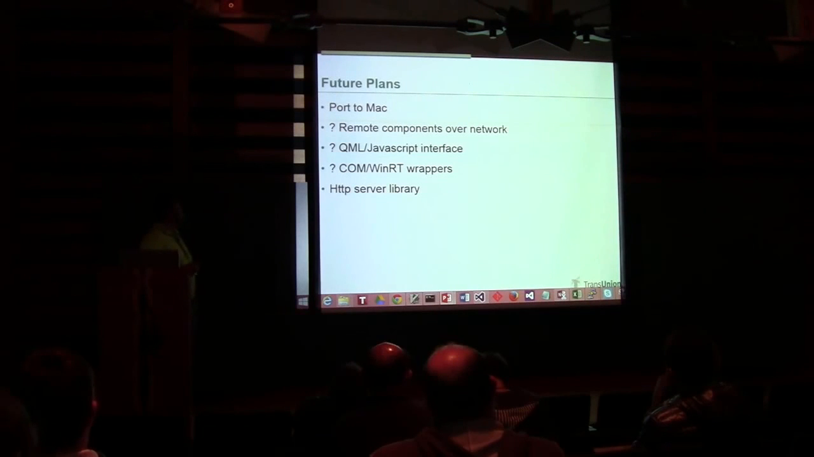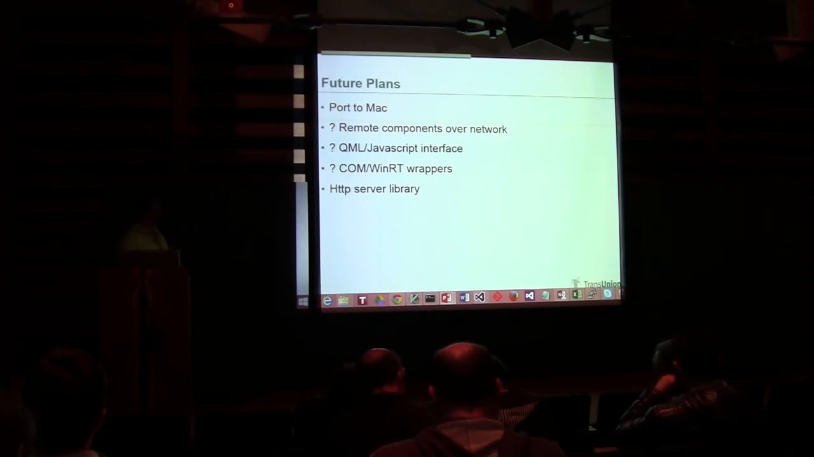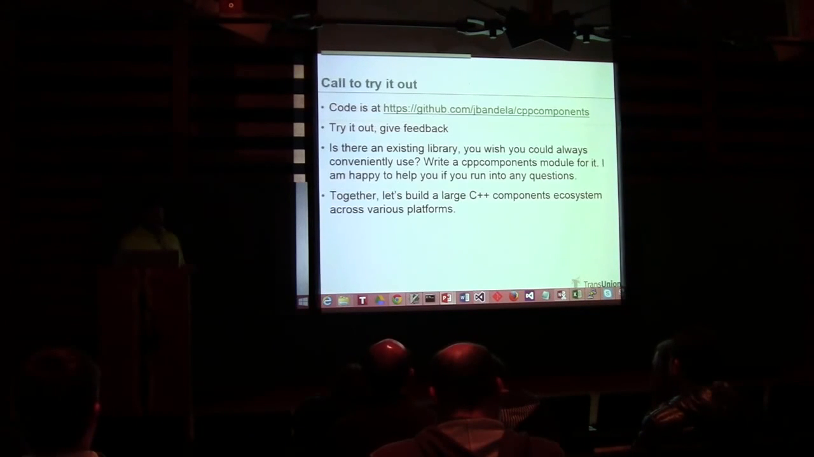Future plans: port to Mac, maybe do remote components over the network, kind of the same stuff where the constructor was mapping to constructors and interface functions, map those to network calls on either side of the interfaces. Maybe a QML JavaScript interface using that call-by-name stuff, so you could easily just create a component and be able to call into it. Possibly, if there's demand for it, COM or WinRT wrappers to be able to create the platform-specific stuff, and an HTTP server library.